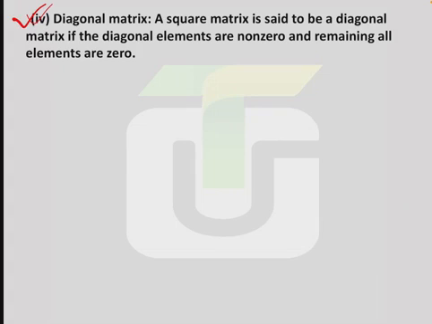Okay, so number 4 is diagonal matrix, right? So what is diagonal matrix? First of all, diagonal matrix has to be a square matrix, right? Diagonal matrix has to be a square matrix. Okay, after that, a matrix is said to be a diagonal matrix if the diagonal elements are non-zero and remaining all elements are zero, right? That means the elements on the diagonal will be non-zero, that means cannot be zero, correct? And all the remaining elements will be zero, correct?